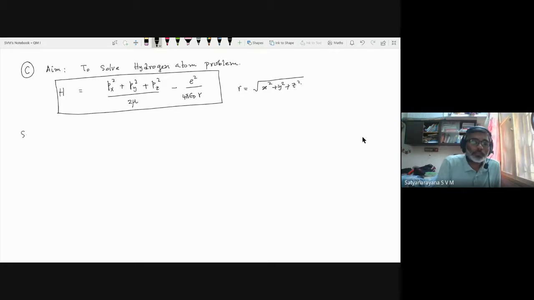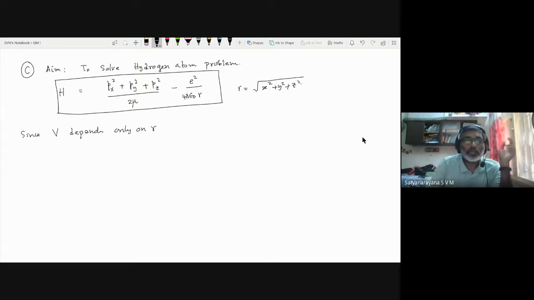Now, since V depends only on R, it is convenient to work with spherical polar coordinates.